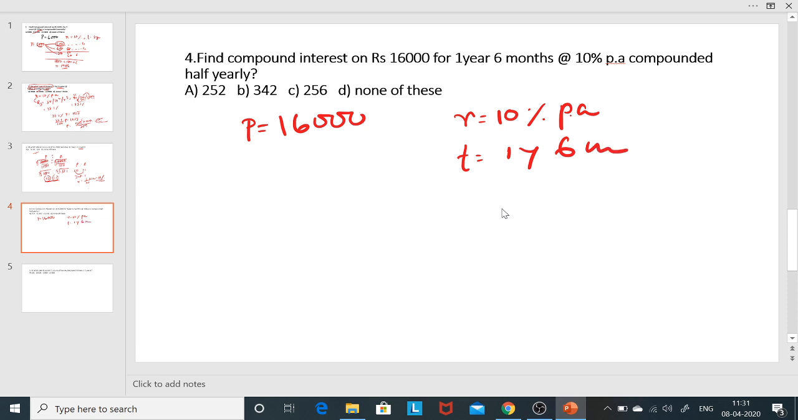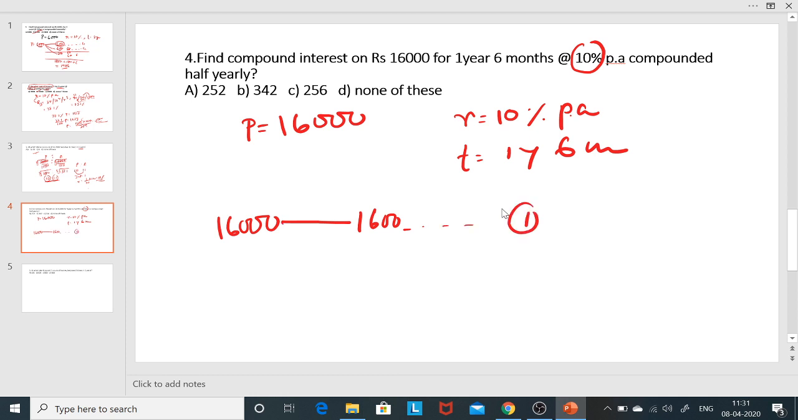Now it is better to solve this question in conventional method or tabulation method, so which will be helpful here. So if we apply the conventional method, your principal is 16,000. So for the first year your rate of interest is 10%. So 10% of 16,000 will be 1600. So this is for the first year. Now for the second year, 10% of 16,000.